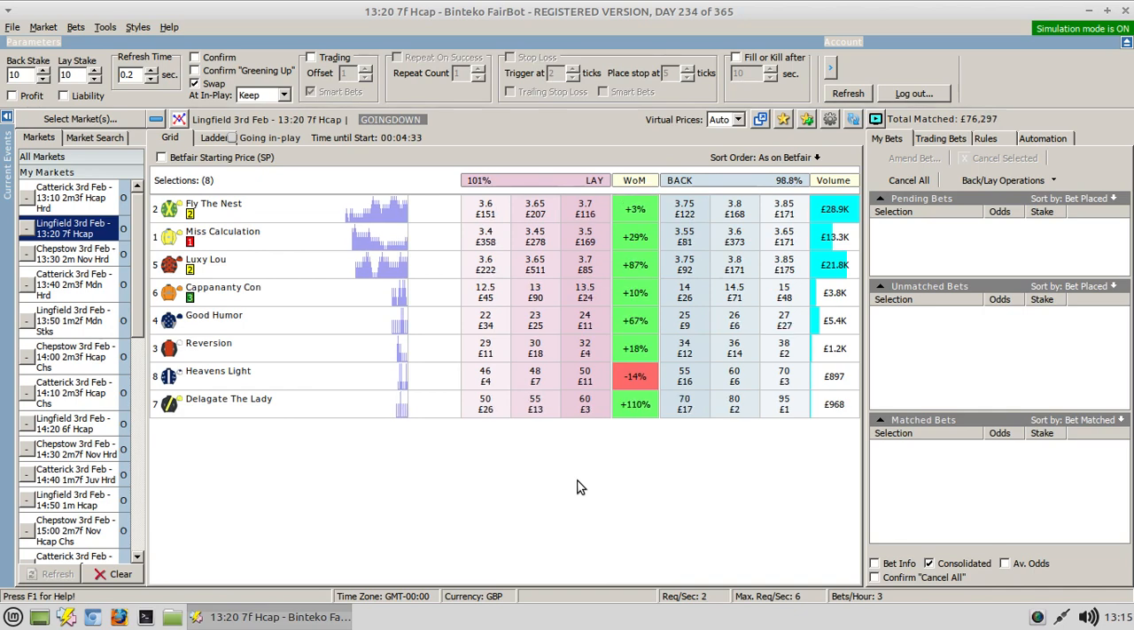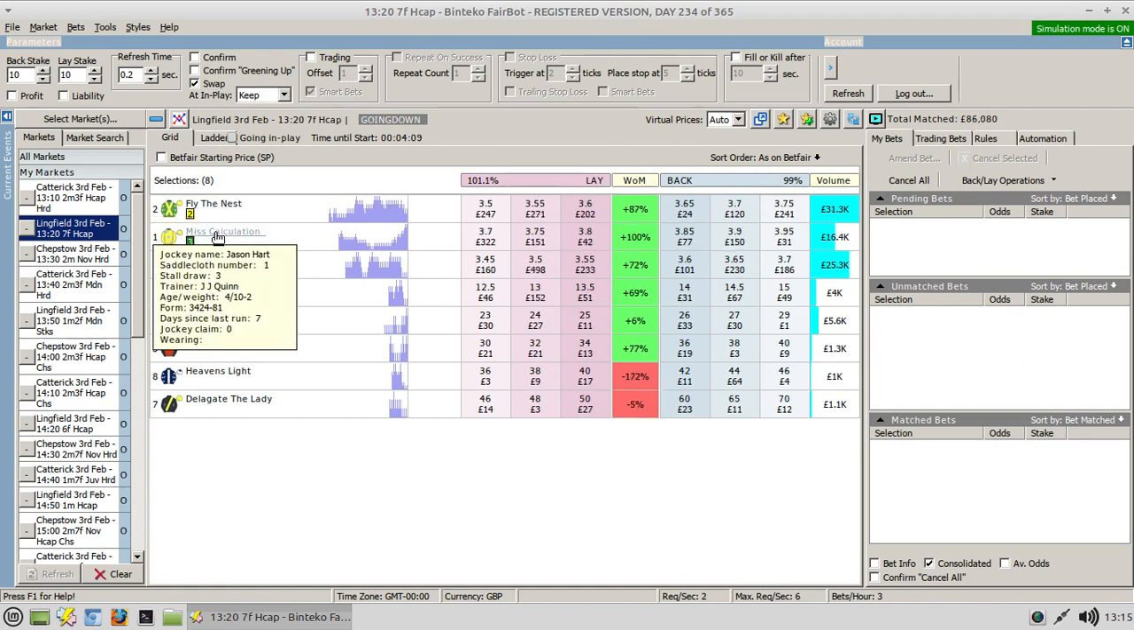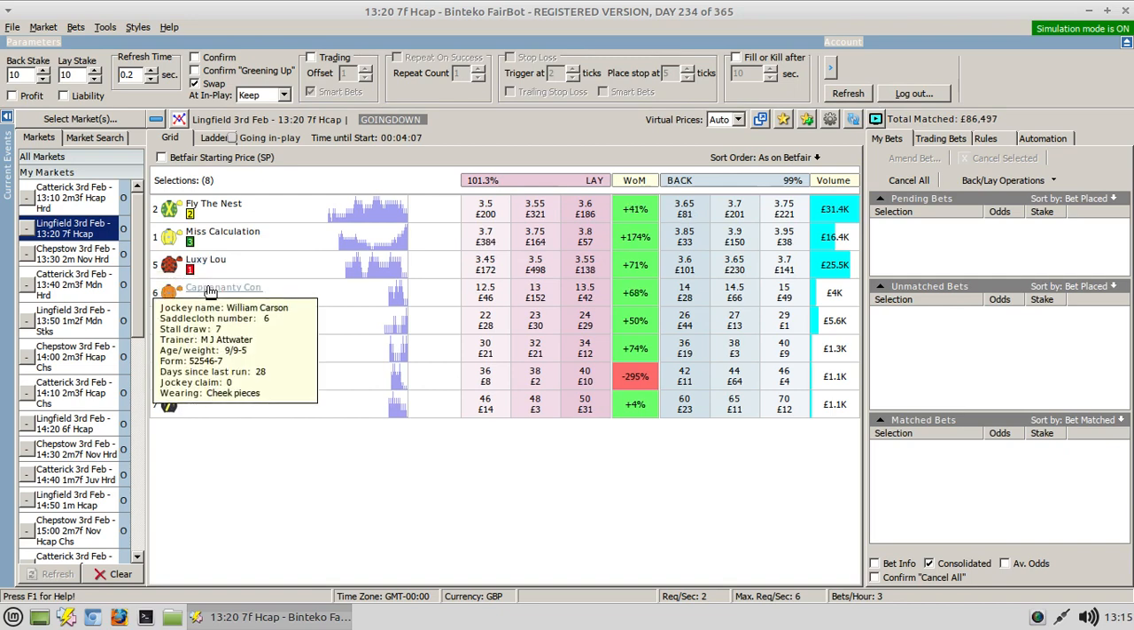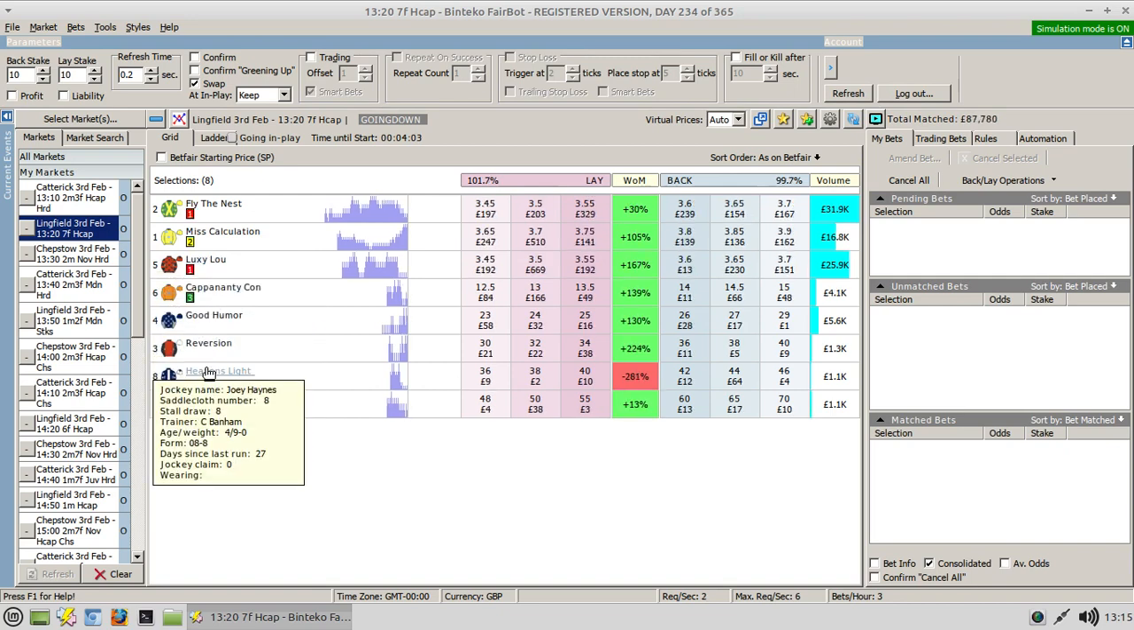So all you need to do in this particular example is hover your mouse over each of the runners and you'll see this yellow box appearing, and then halfway down you'll see the form figures. So in this particular case for Fly the Nest, you'll see a form of 6122, then there's a gap, and then the 22 at the end on the right hand side is this season's current form. And if you scroll down, you'll find similar figures for all the runners in this particular race.